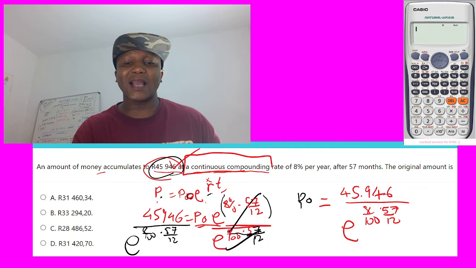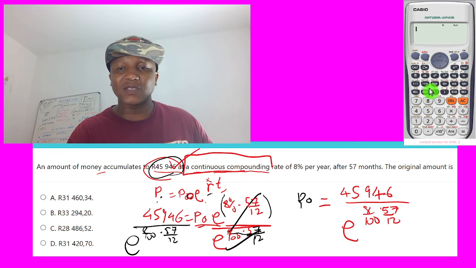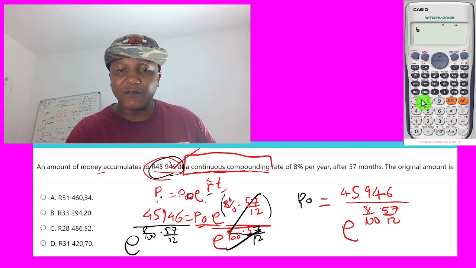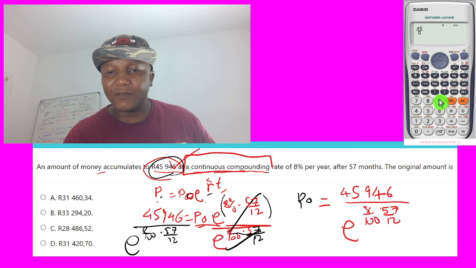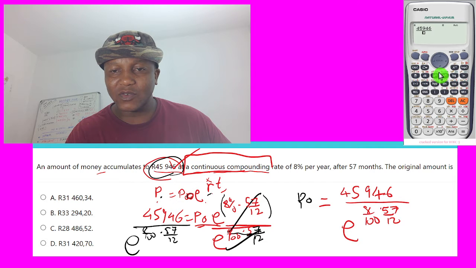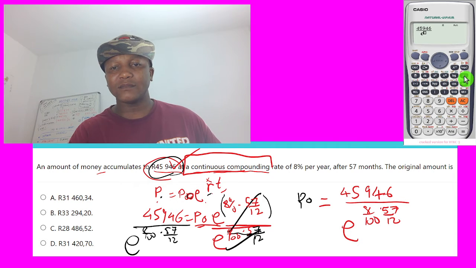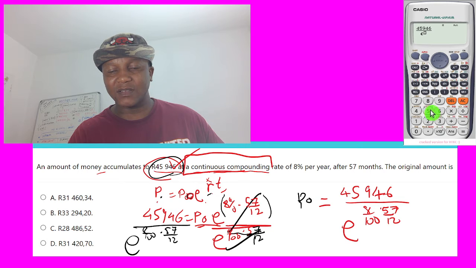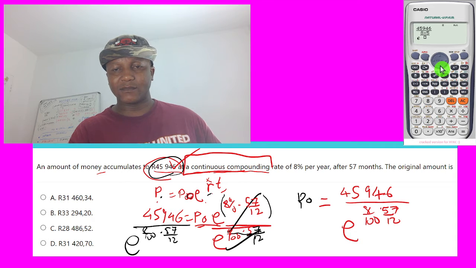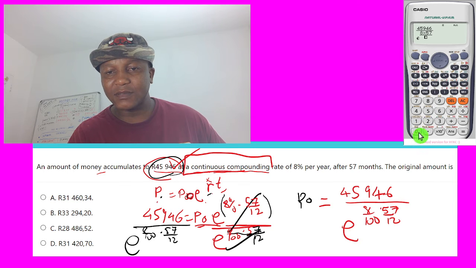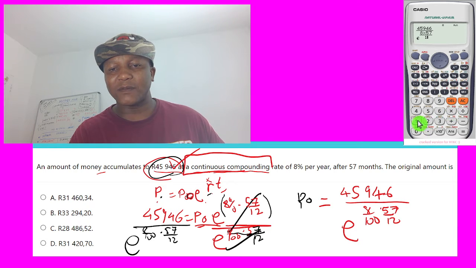So we can plug it into the calculator. That one is simple. Come to the calculator and plug it in. We're going to go to the fraction, and then we say 45,946, and then you come to the bottom, and they say e, so shift e, and there's a fraction here. They say 8 times 57, and then over 100 multiplied by 12.